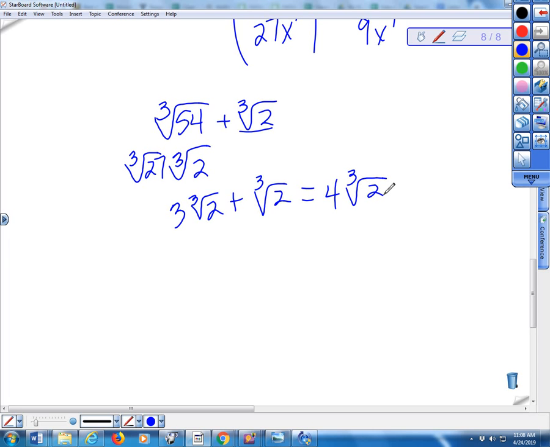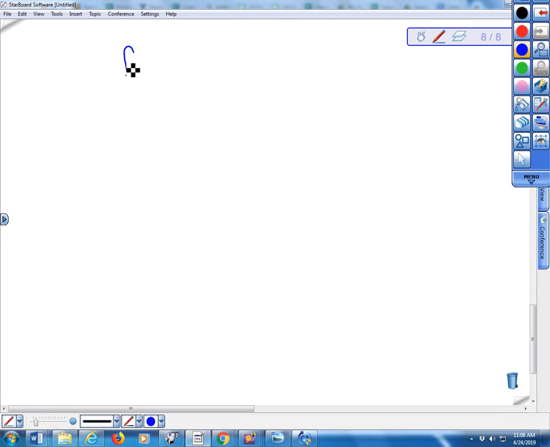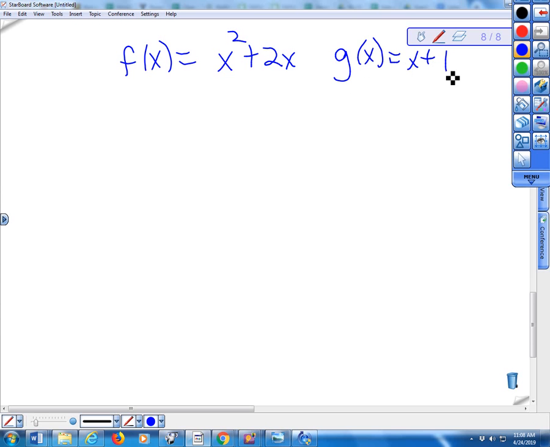All right, next one. If f of x equals x squared plus 2x and g of x equals x plus 1, it wants us to perform the indicated operation and state the domain. A lot of people didn't do the domain, like I warned you about, and you missed half a point every time you didn't. Give me the domain.